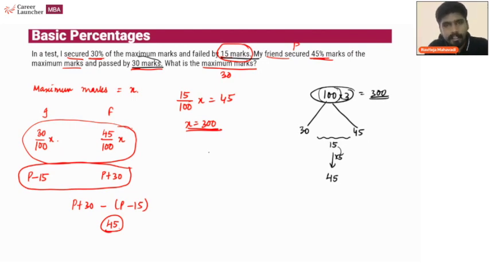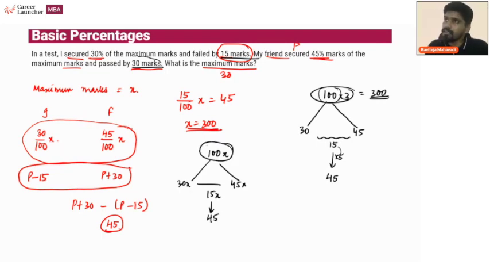As simple as that. You can take the total to be 100x. Out of 100x, 30x is this, 45x is this, 15x is this. 15x is equal to 45, x is equal to 3. Using that, you get 100x is equal to 300. Actually, what I have done here is exactly what I did over there. It's only that you don't need to introduce one additional variable. Please stay away from that.